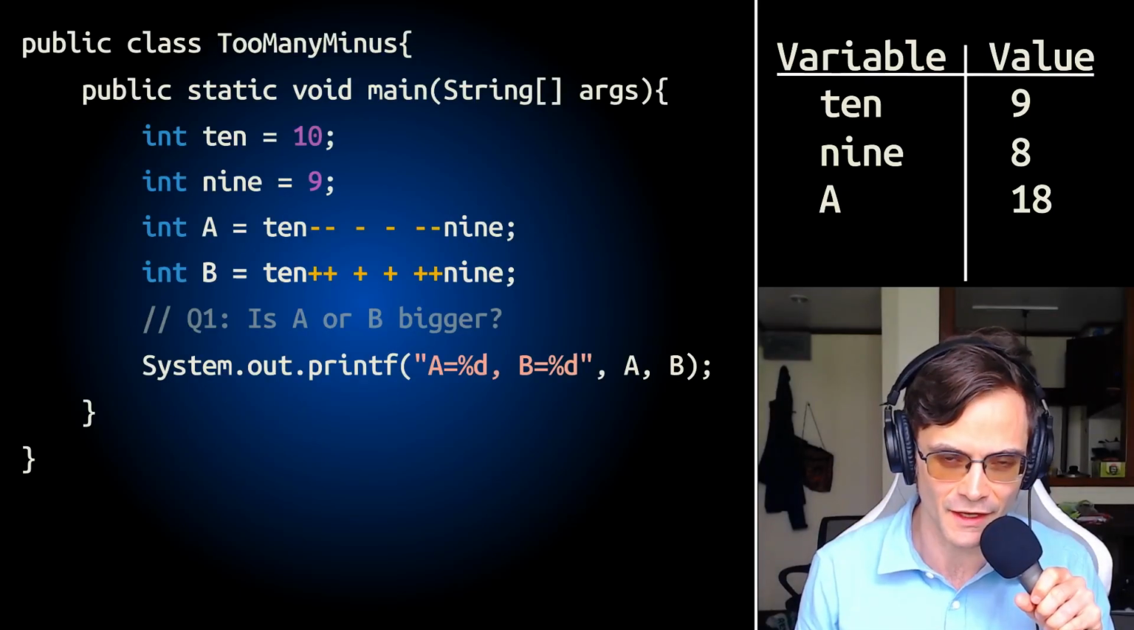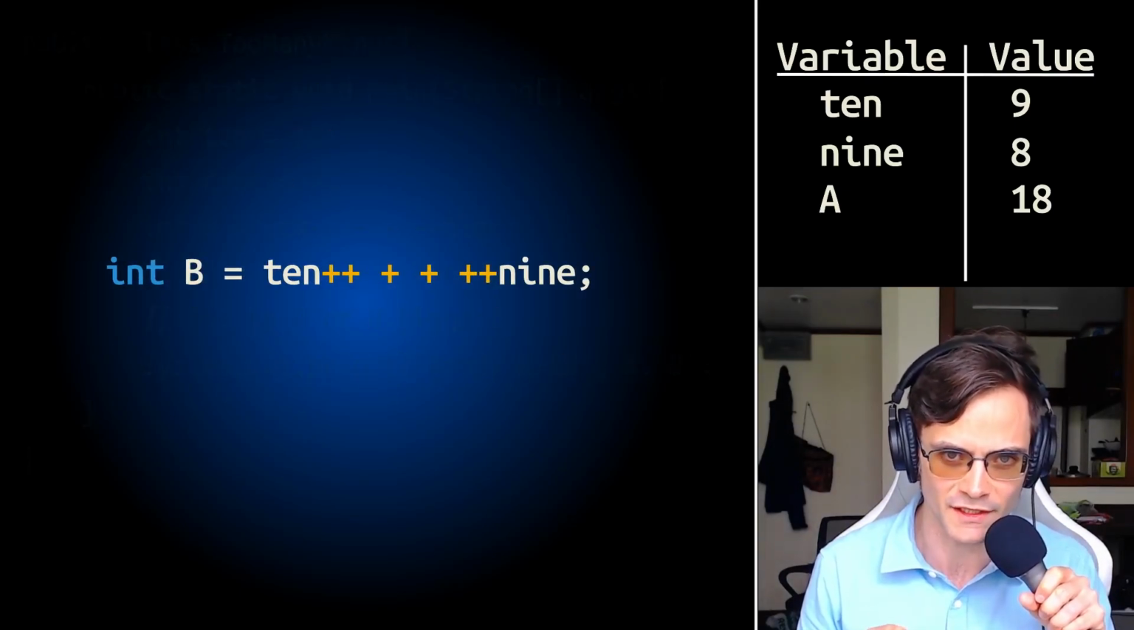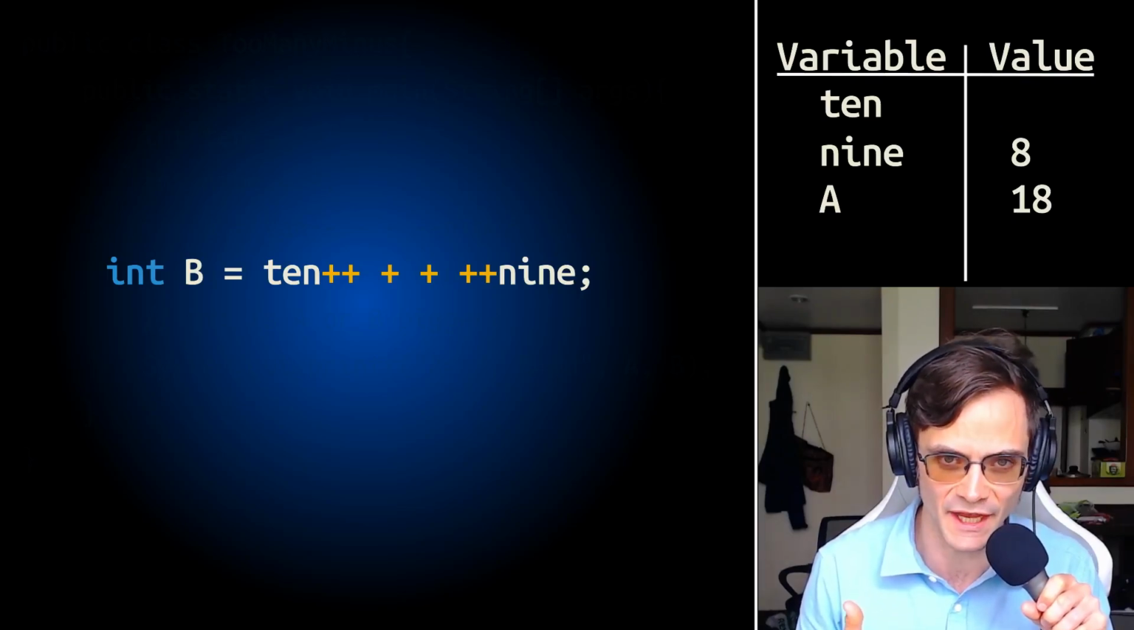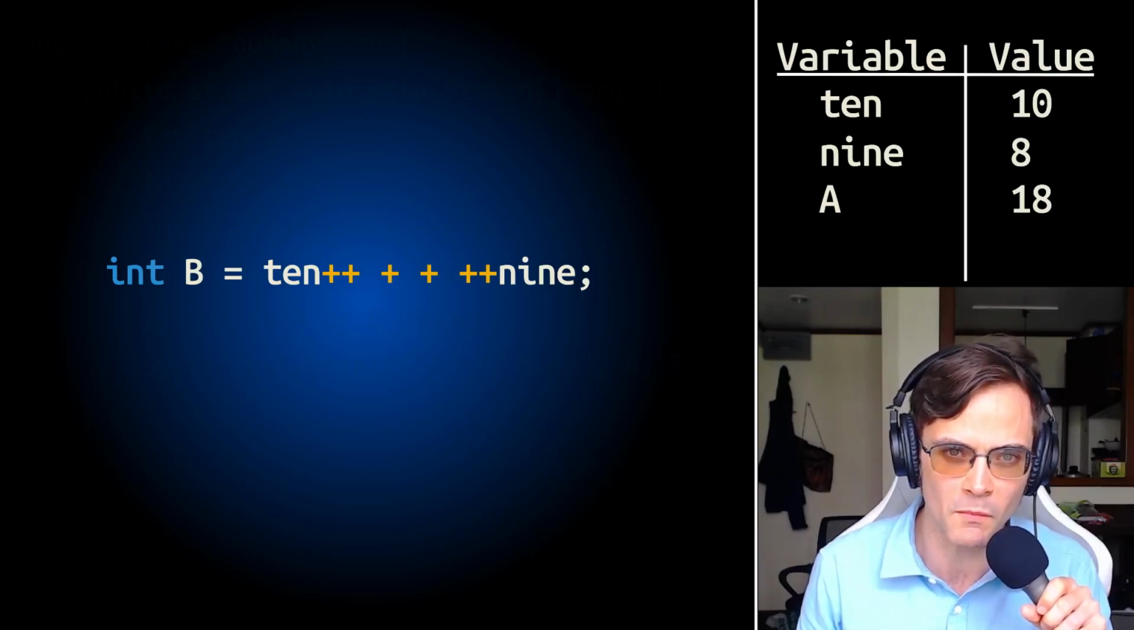On to the next line. So here I'm doing 10 plus plus. And as before, I will increment the variable 10 back up to its value of 10, but I will use the value before it got incremented to do the math on this line. So let's put in a 9 here.